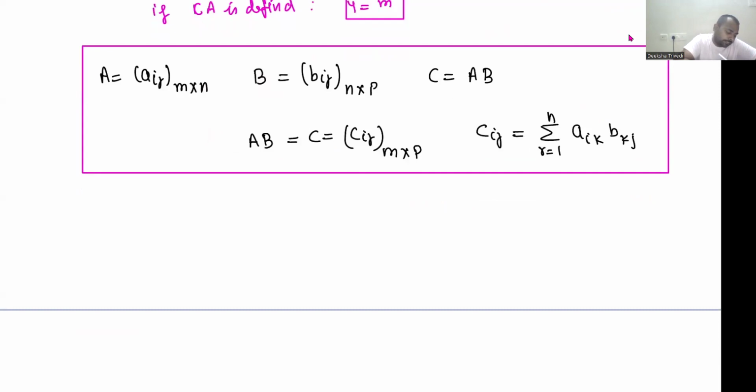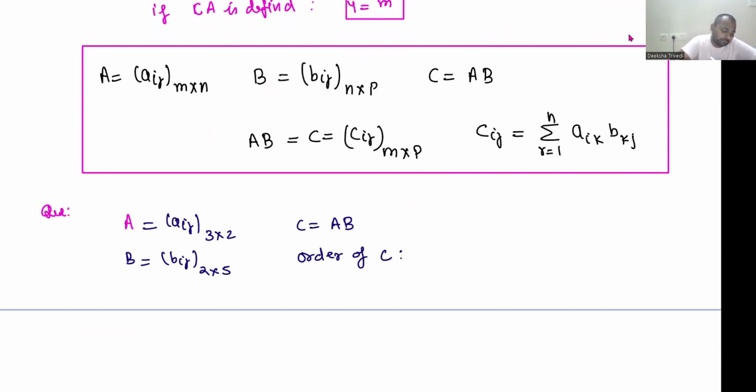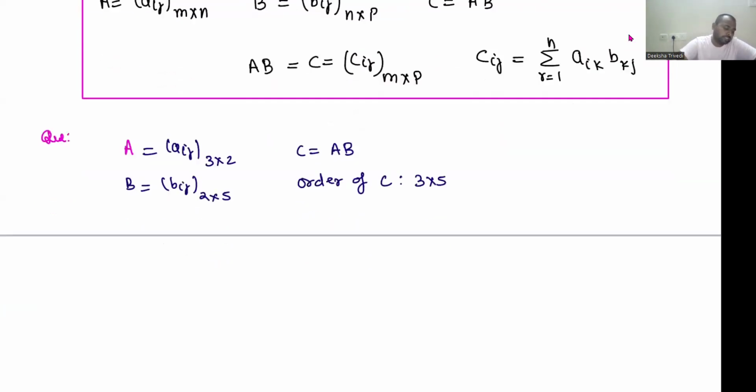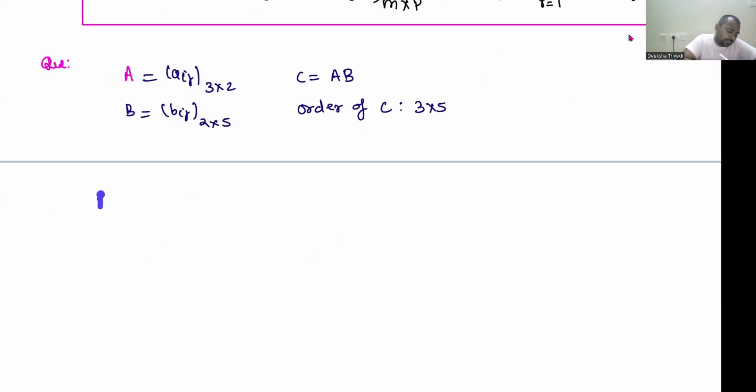Now, suppose matrix A, Aij, is of order 3 cross 2. We have another matrix Bij of order 2 cross 5. Now if C is AB, then what is the order of C? Can anyone? 3 cross 5. Very good. Order of C is nothing but 3 cross 5. That is M cross P. Am I correct? Good.